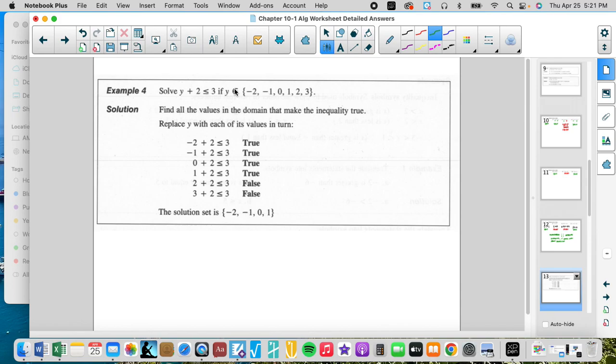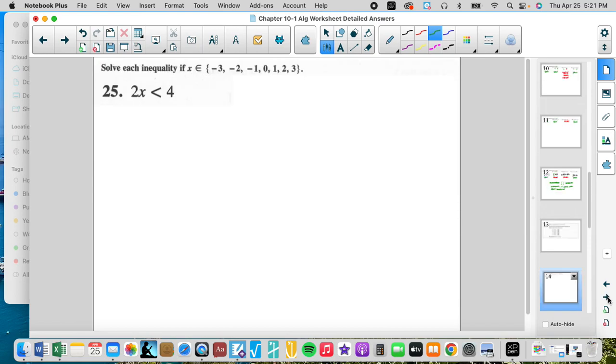Solve, and this is the element. Find all the values in the domain. So each of these items, I forget what they're called. Are they called elements? No. Each of these numbers is a part of the set, and replace it each with the values and tell me which ones are true. So we'll put that in a solution set.